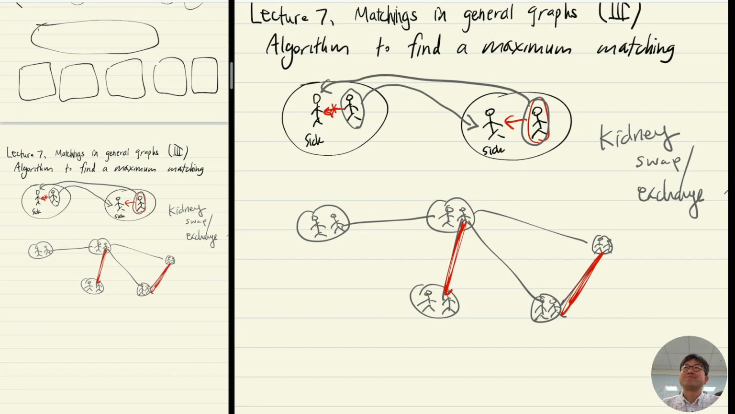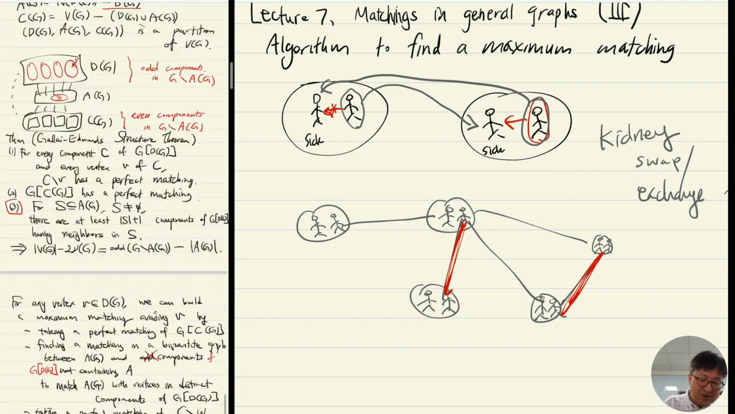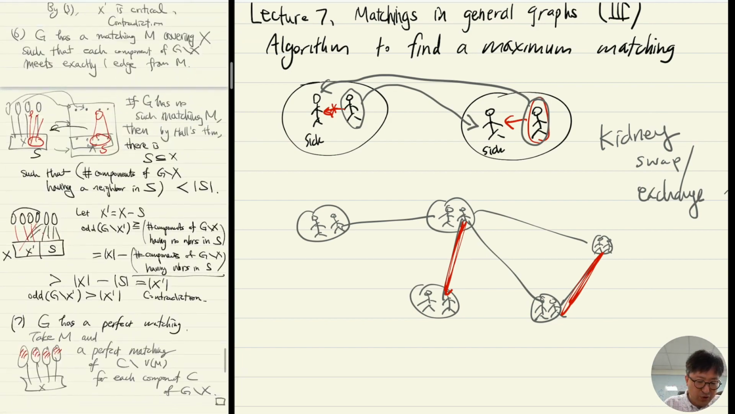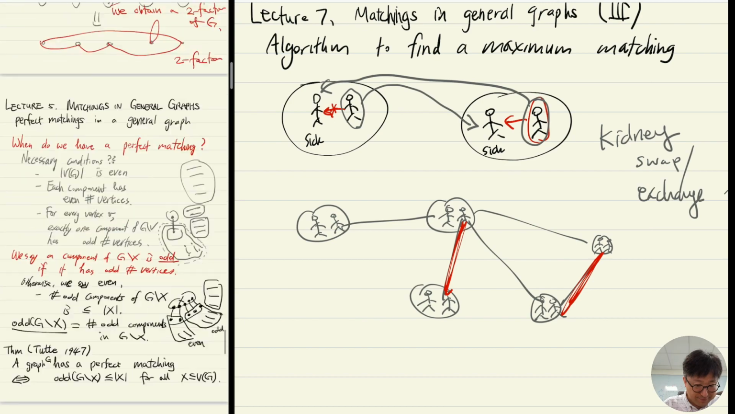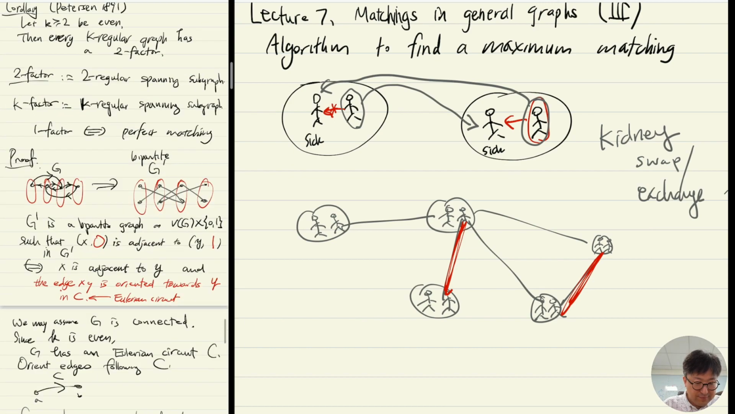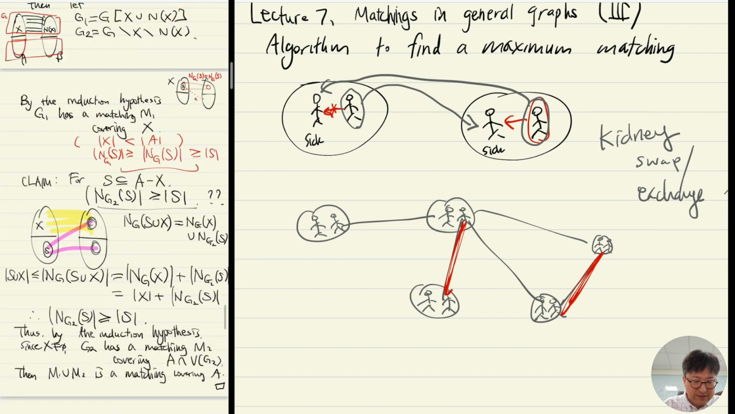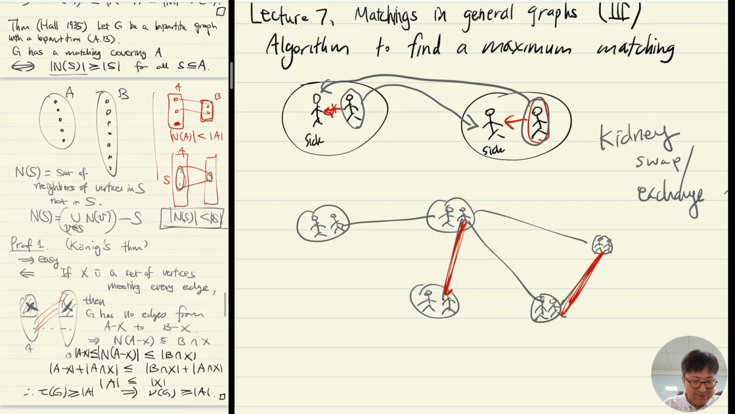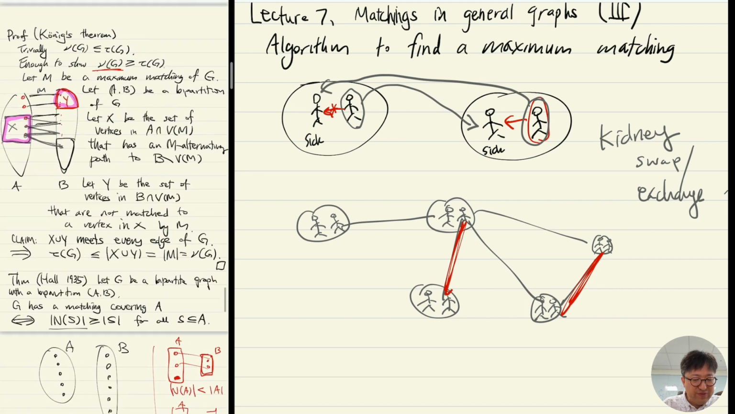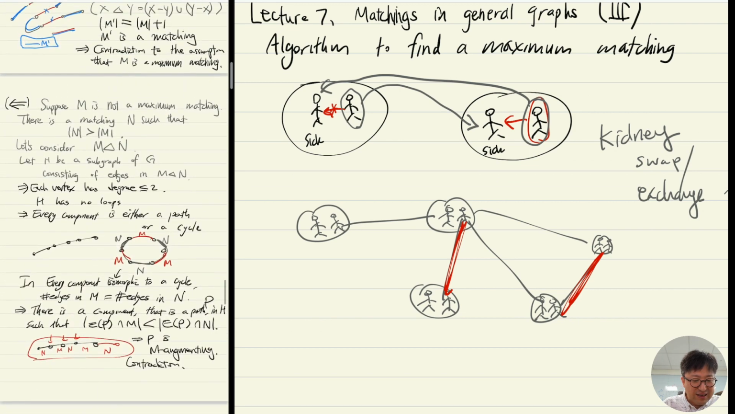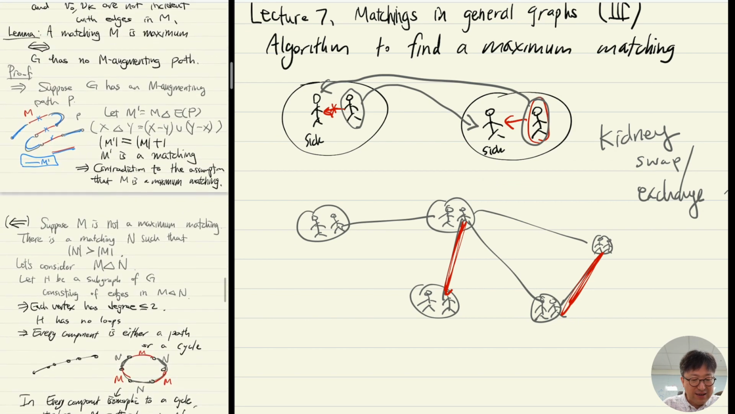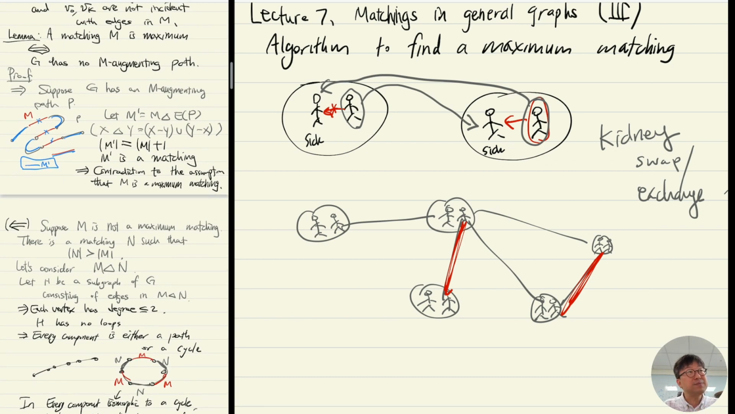All right, so how do we get an algorithm? And actually, if we go back to our proof of Koenig's theorem, remember the proof of Koenig's theorem? We used the fact that a matching M is maximum if and only if you don't have augmenting paths.